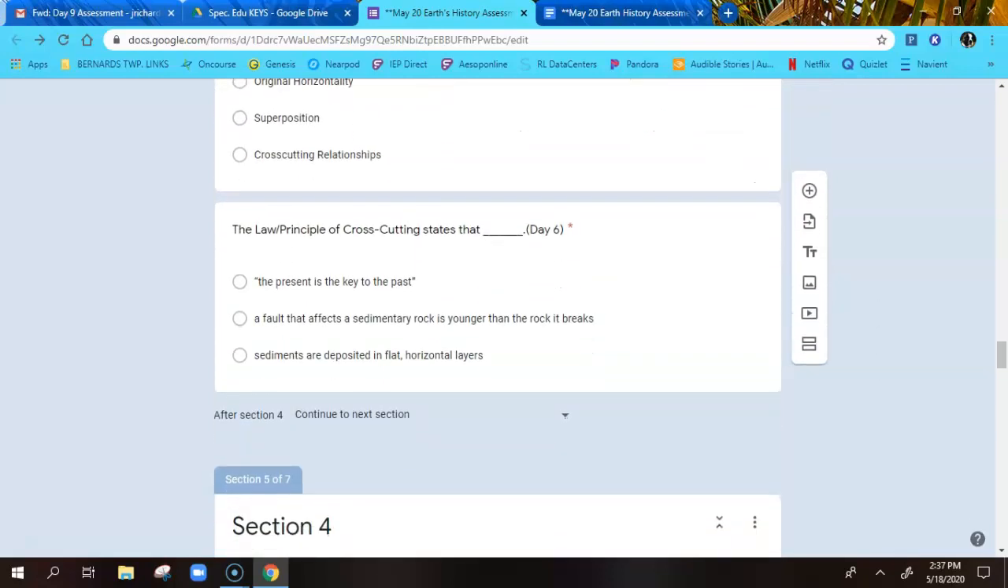Okay, next one. The law/principle of cross-cutting states that blank. These can be found in your day 6 notes. A, the present is the key to the past. B, a fault that affects a sedimentary rock is younger than the rock it breaks. Or C, sediments are deposited in flat horizontal layers.